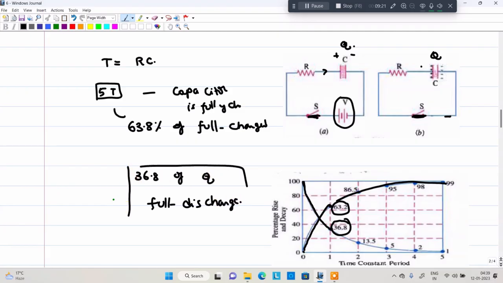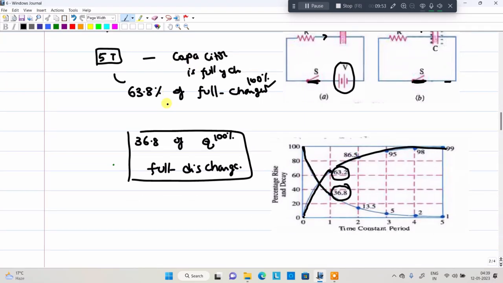Okay, these are the points you need to remember. When the capacitor is charging, it reaches 63.2% of fully charged at one time constant. The capacitor is fully discharged when it reaches 5 time constants, with 36.8% as the reference value of the fully charged value. Fully charged means here 100%.